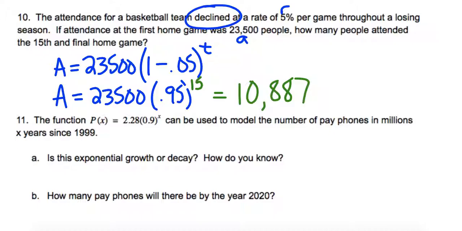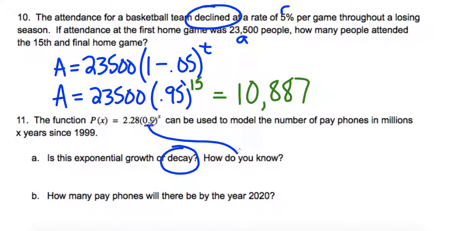All right, last one. The function p of x equals 2.28 times 0.9 to the x can be used to model the number of payphones, in millions, x years since 1999. There used to be payphones around. I know it's weird to think about, but then when cell phones became more and more popular, we don't need payphones. So is this exponential growth or decay? Is the number of payphones growing or decreasing? Well, it's definitely decaying.